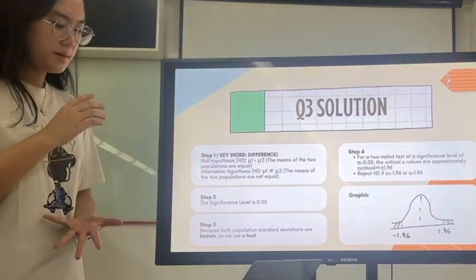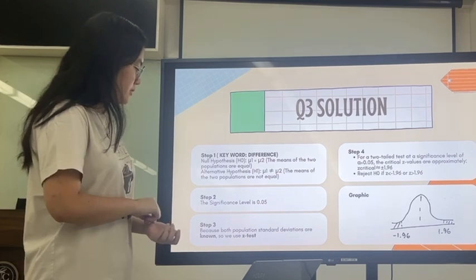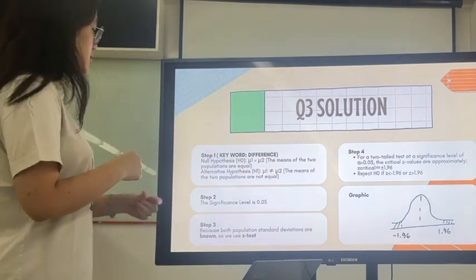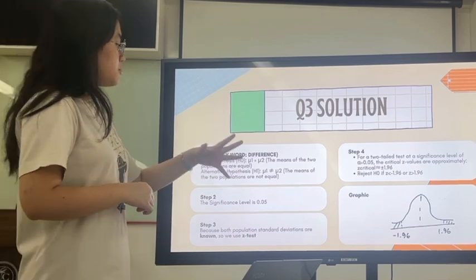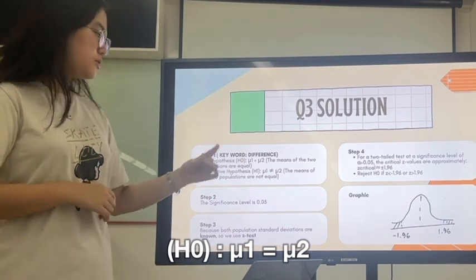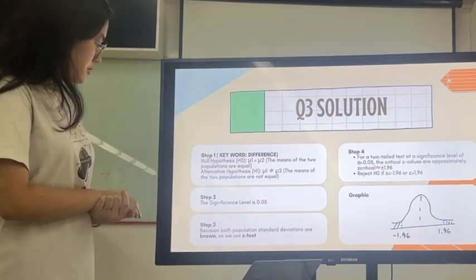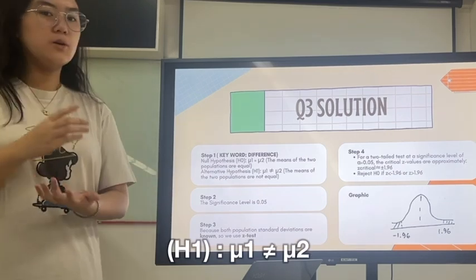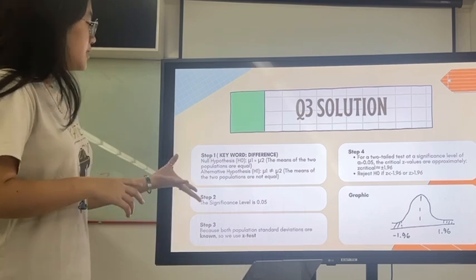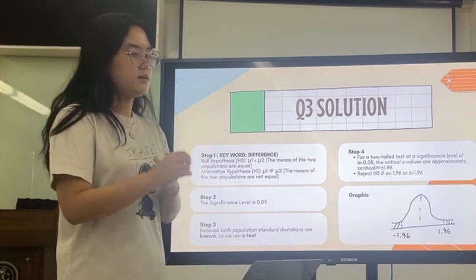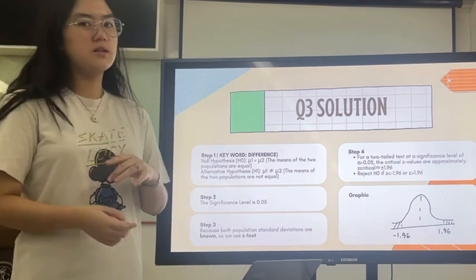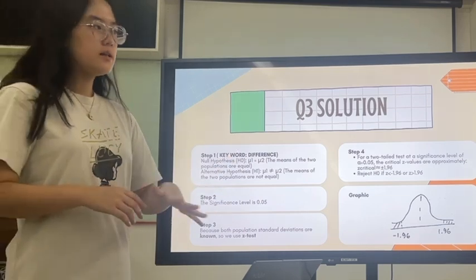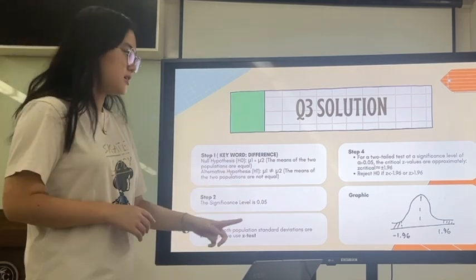Okay, so step 1, we're going to determine the null hypothesis and the alternative hypothesis. The null hypothesis is mu1 is equal to mu2. The alternative hypothesis is mu1 is not equal to mu2. We use equal and not equal because of the keyword difference. And because it is equal and not equal, this is a two-tailed question.